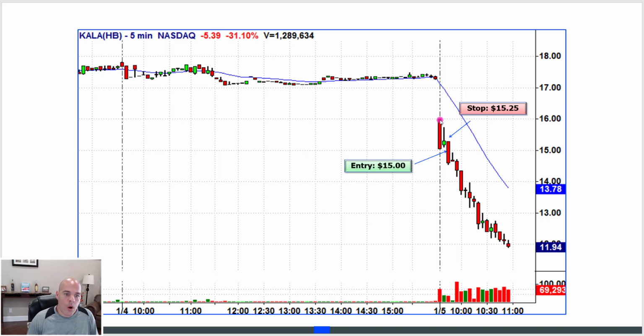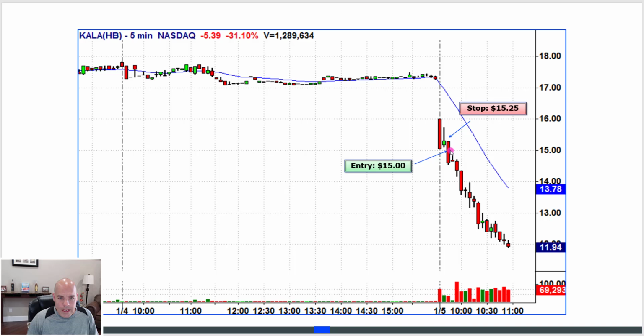So what do we get? A wide range igniting bar. Then bar number 2 is a resting bar. The only negative here is the topping tail is a little bit bigger than I would like to see. I would like to see this topping tail about half that size. Okay, and then bar number 3 is the trigger.